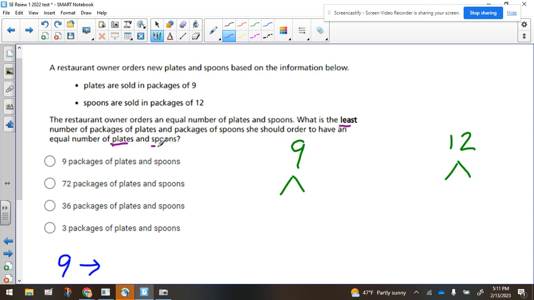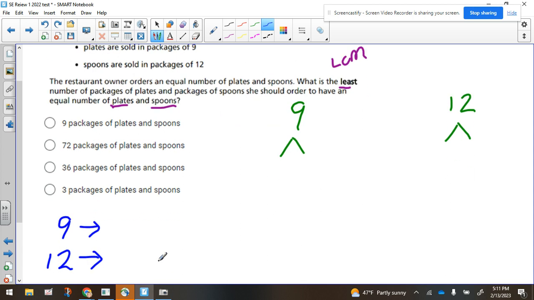So we're really talking about finding, when you see the word least, that's kind of a red flag that you might be doing the least common multiple of the two numbers. And in class, we talked about two different ways that you might approach this. One way is to simply list out the multiples.